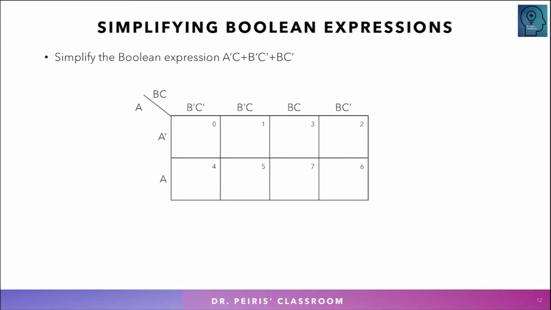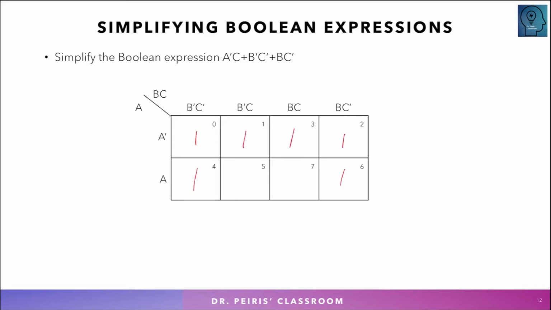Another one like that, A prime C. So let's see where is A prime C. This entire row is A prime and we are looking for C. So this is C, this is also C. So I have A prime C here and here. Next one, B prime C prime. So here is B prime C prime. So this entire column is B prime C prime. You put the ones in there. Next one, BC prime. Here is the BC prime. So both squares we mark with 1.